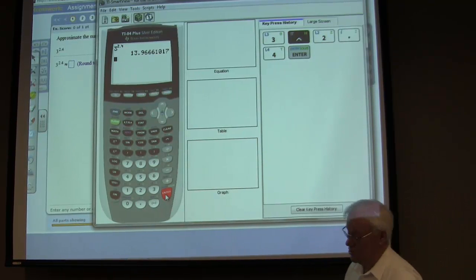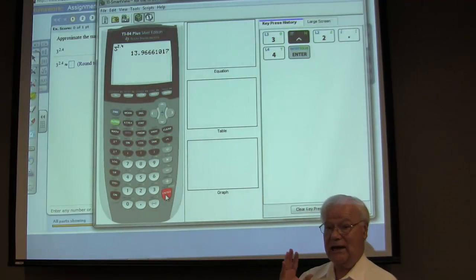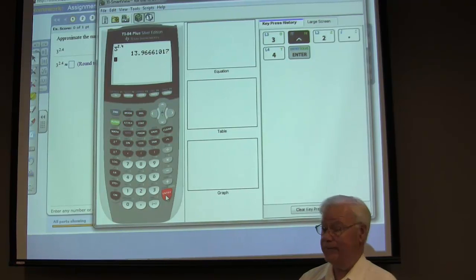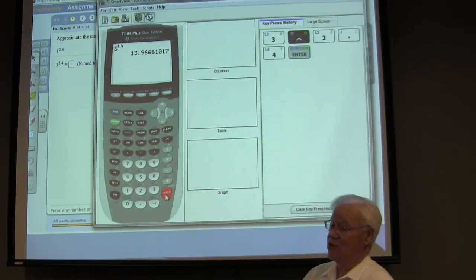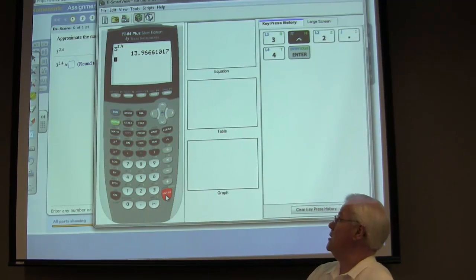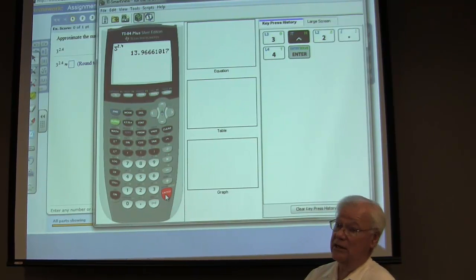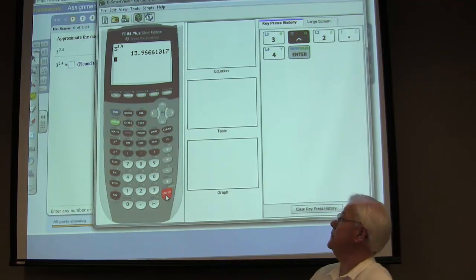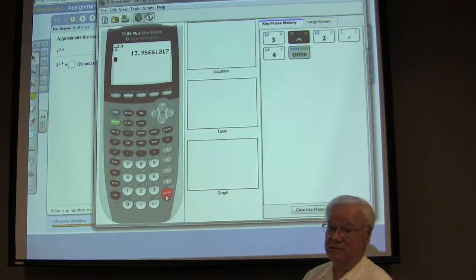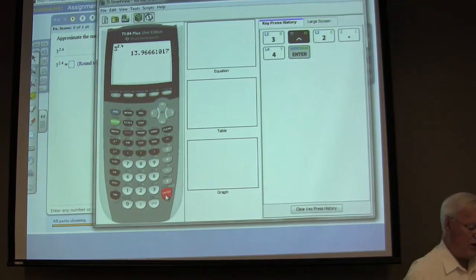Now you could ask yourself, is that reasonable? Well, we know that 3 to the 2nd power, that's 3 times 3, is 9. And 3 to the 3rd power, that's 3 times 3 times 3, is 27. So 3 to the 2.4 must be somewhere between 9 and 27. And sure enough, it is. So there's a reasonable answer there. But that's how you do it.